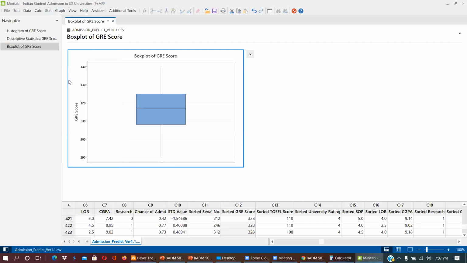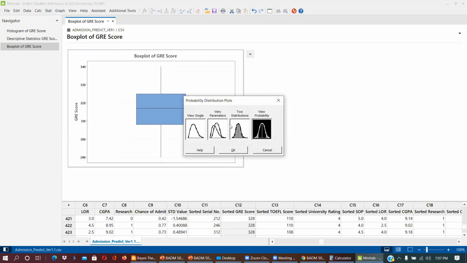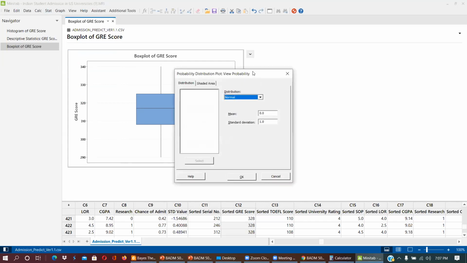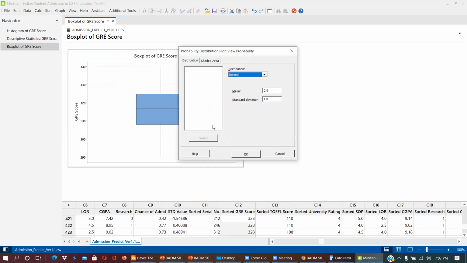And we have probability distribution. Under this probability distribution box, we have view probability. Okay, look into this. So the standard normal distribution. What is the standard normal distribution? Mean is 0 and the standard deviation is always 1.